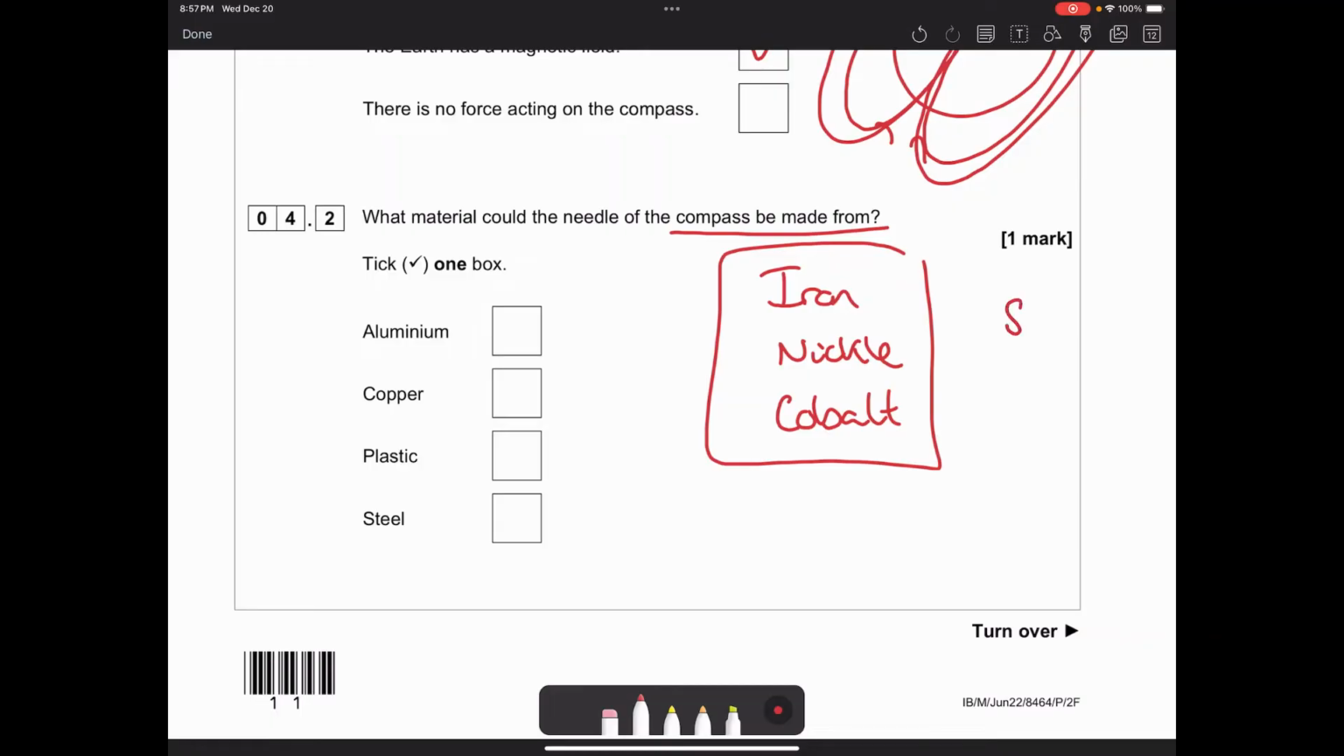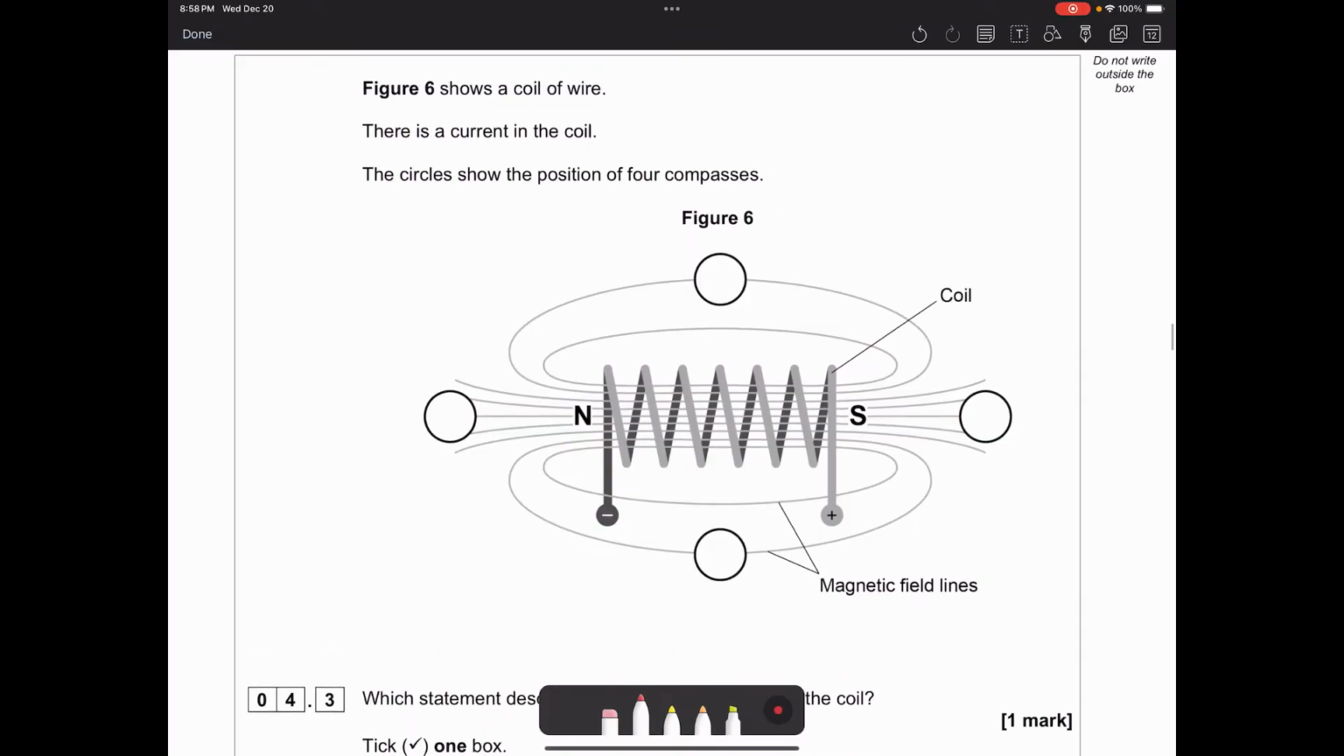However, you can sometimes make steel from a mixture of iron and cobalt. Steel is an alloy, and therefore steel can sometimes still be magnetic. Okay, depends on how much iron you've got in there, but generally steel is still magnetic. Aluminium, copper and plastic are not magnetic elements and therefore wouldn't be attracted to the Earth's magnetic field.